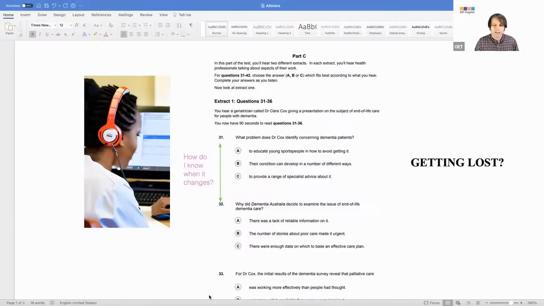The problem is with getting lost because, as I said, my name is Alan. I teach OET every day for a school called SET English. And in SET English, we teach listening every day, Monday to Friday. We always have a listening class. And the students are always asking me, how do I deal with listening Part C? And specifically, they very often tell me, I get lost. I don't know sometimes when the question changes.